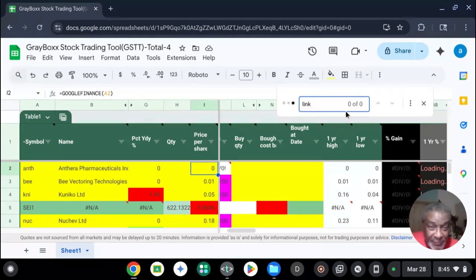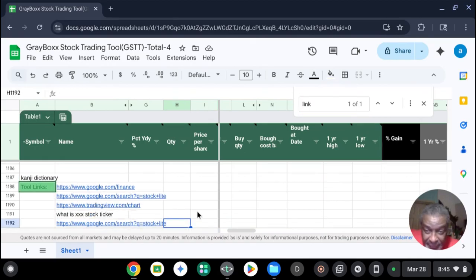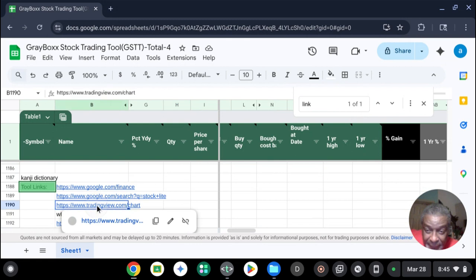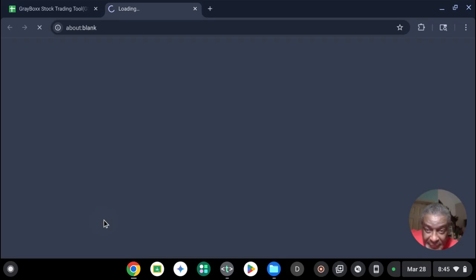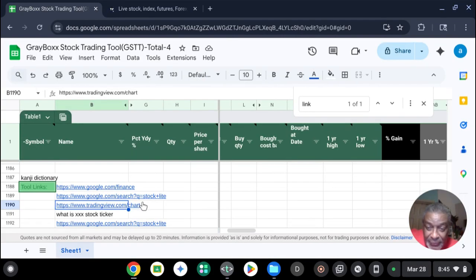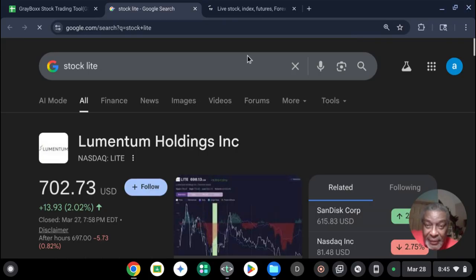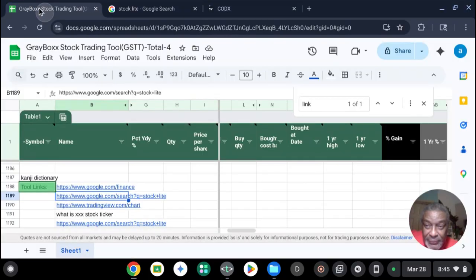And our link is at the bottom of the tool. The different links that we have are going to bring up just our TradingView tool. And we're going to bring up one additional tool that we use, which is Google Stock. And then we're going to link these three tools together.